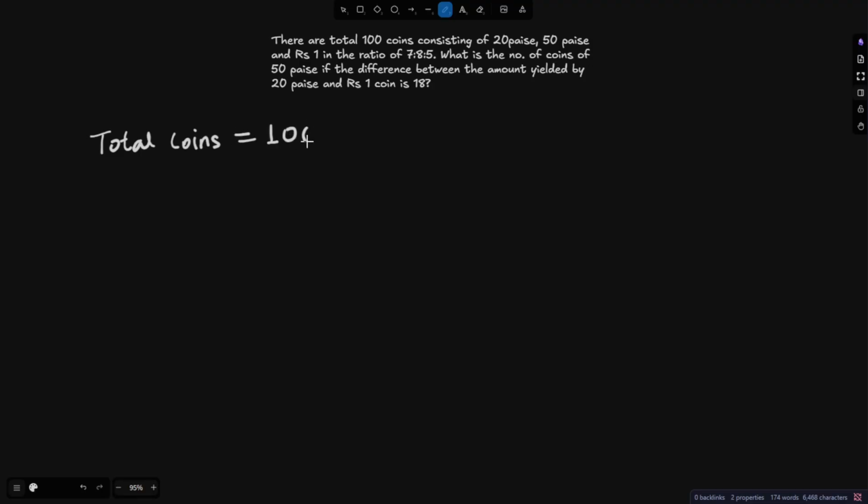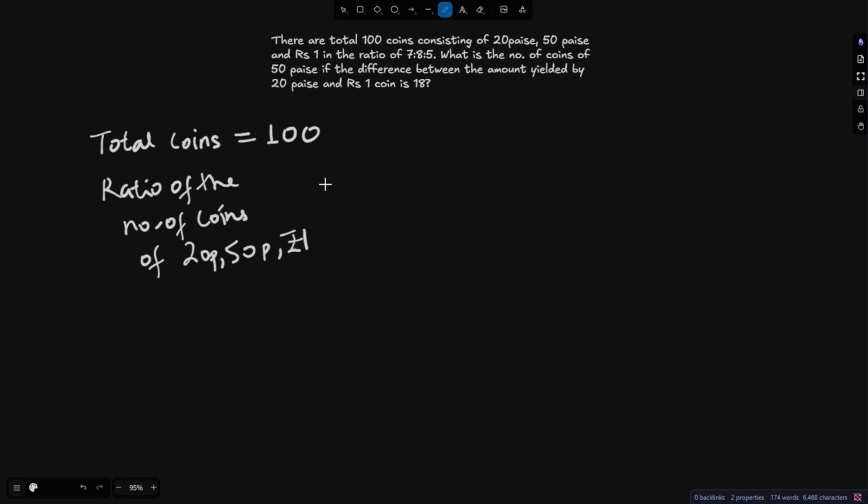Total coins is 100, and we have been given that the ratio of the number of coins of, let's see, 20, 50, and 1 rupees respectively is 7:8:5.